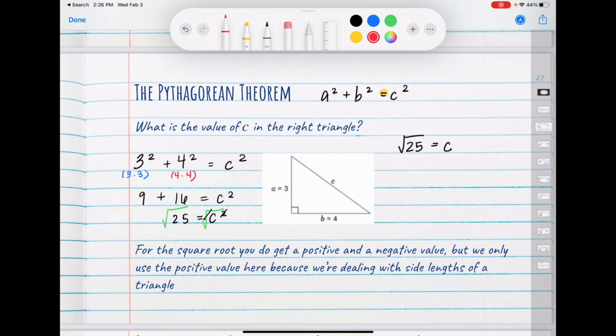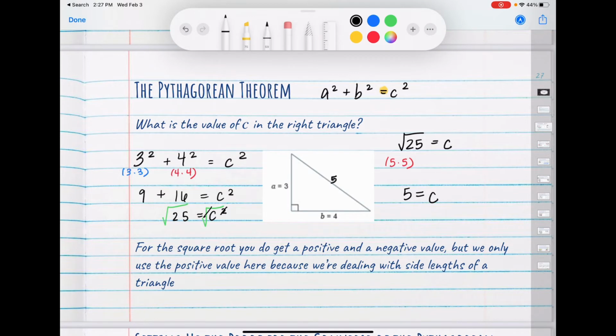We can either multiply 5 times 5 to get 25, or we can multiply -5 and -5 to get 25. However, because we're looking at side lengths, what we want to use is the positive because you can't have a negative side length. So 5 times 5 is the square root of 25. So 5 is the square root of 25, which means that c is 5. So I identified that the value of c is 5.